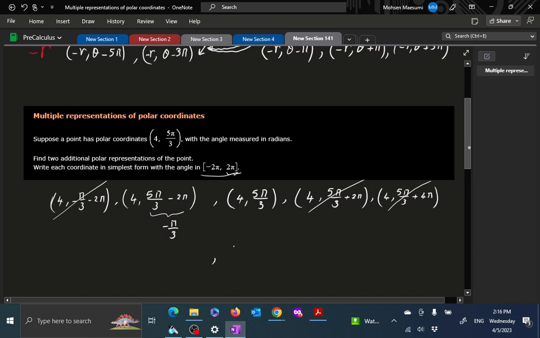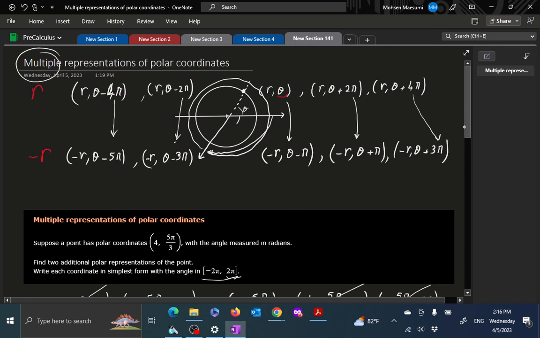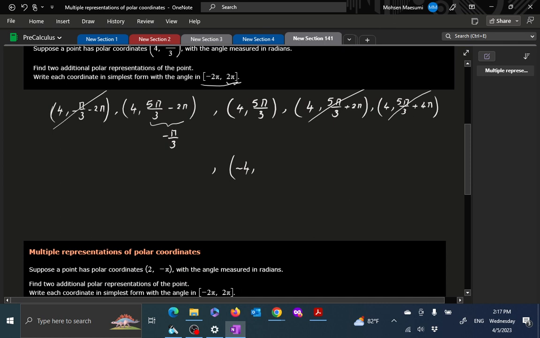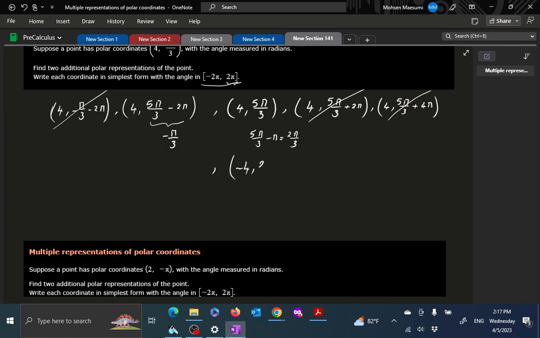How about on the other spectrum? For all the other ones, the radial distance is minus 4, and what we said is a simple way of handling these is to subtract the π from what you had. If I subtract the π from 5π/3, it becomes 2π/3. Is that right? So there's going to be 2π/3.